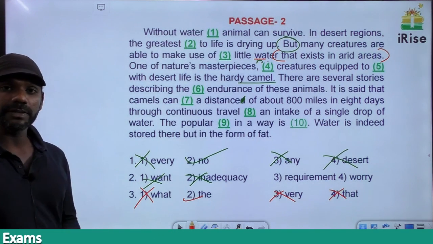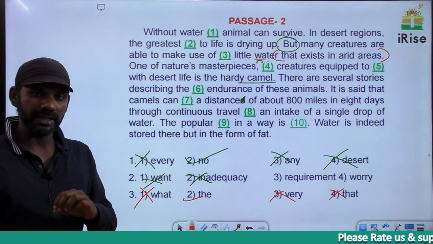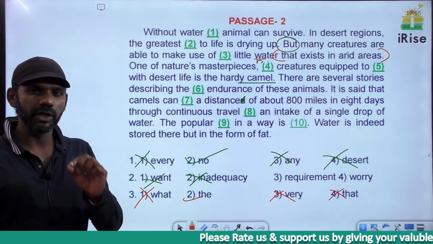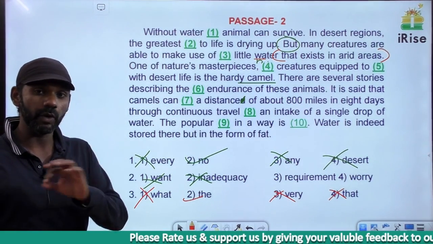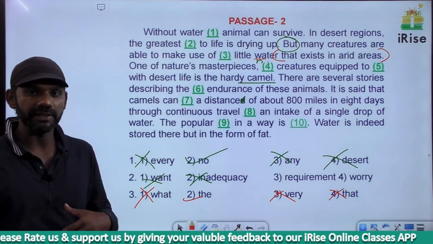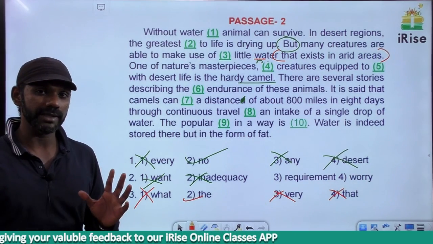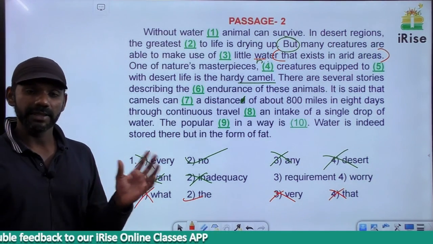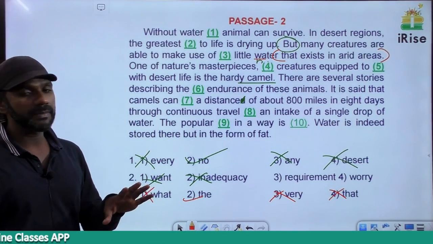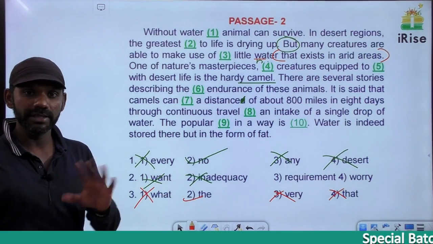The part after but says some water was there, and that little water that was there was used by many creatures. So the part before but must say that water was not there, because the idea after but must be contradicting the idea before but. The idea after but says some water was there, so the idea before but must say that water was not there.